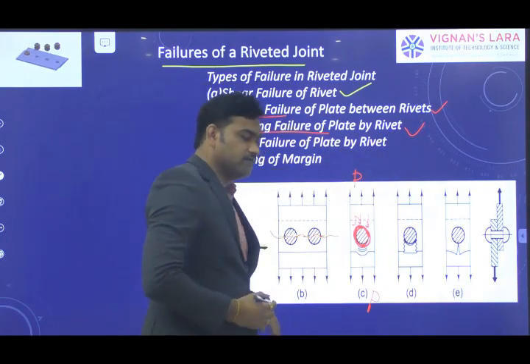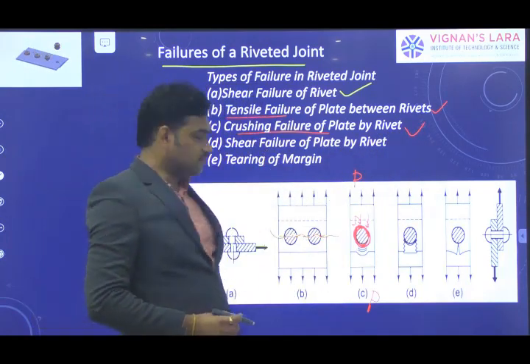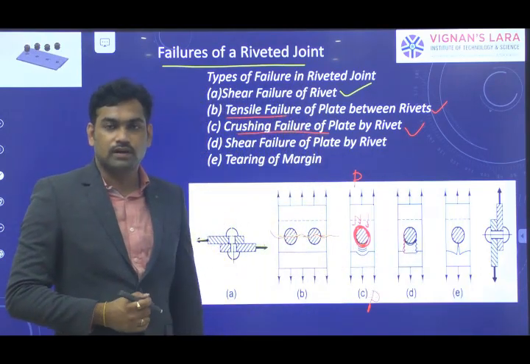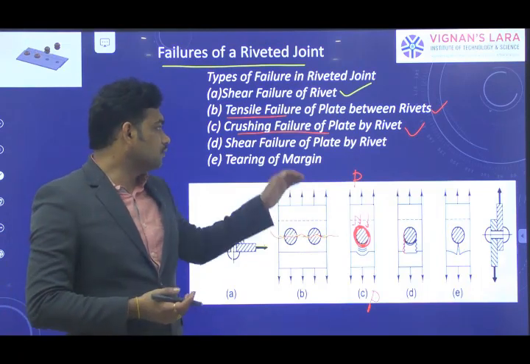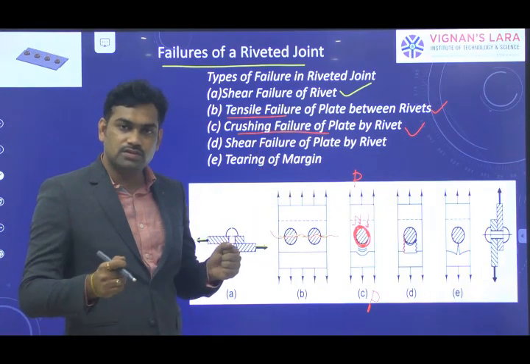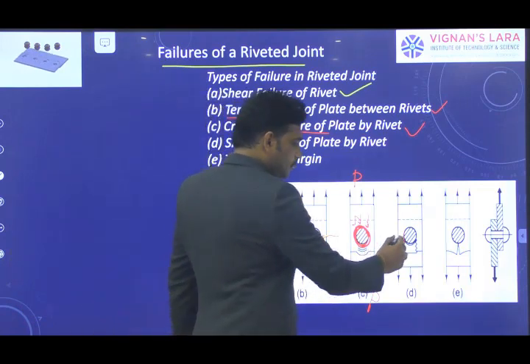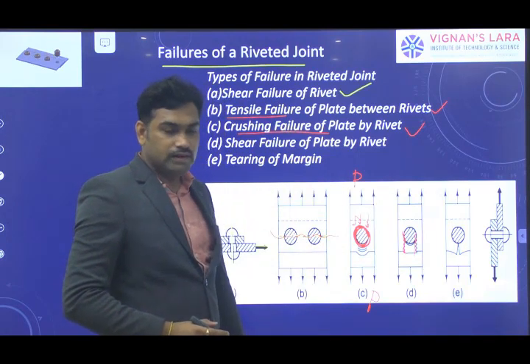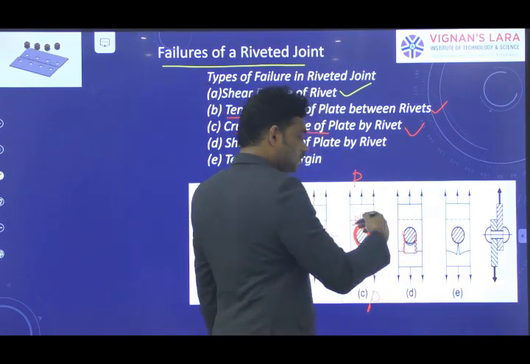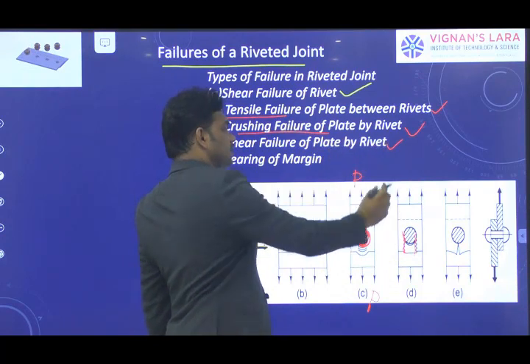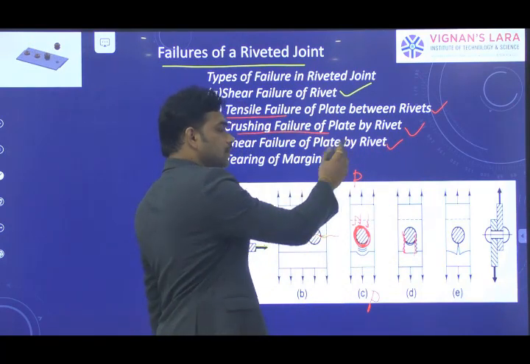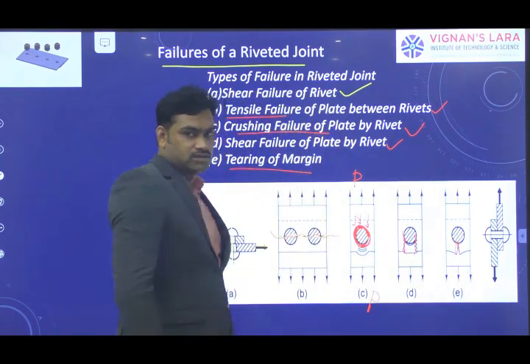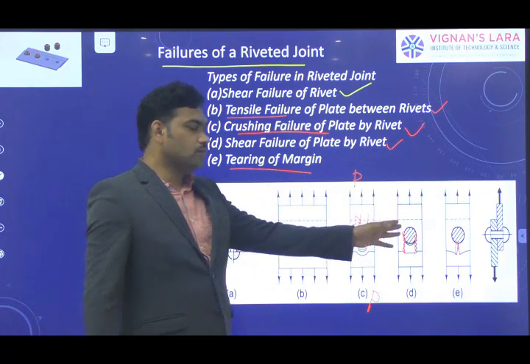And the fourth one is shear failure of plate by means of rivet. That is, shearing can take place even though you provide enough crushing strength to the plates. When you apply a force, there is a chance of tearing at the edges along the diameter of the rivet. So shear failure of the plate by means of rivet is possible, as well as tearing of the plate across the margin. So these are another two possible modes.